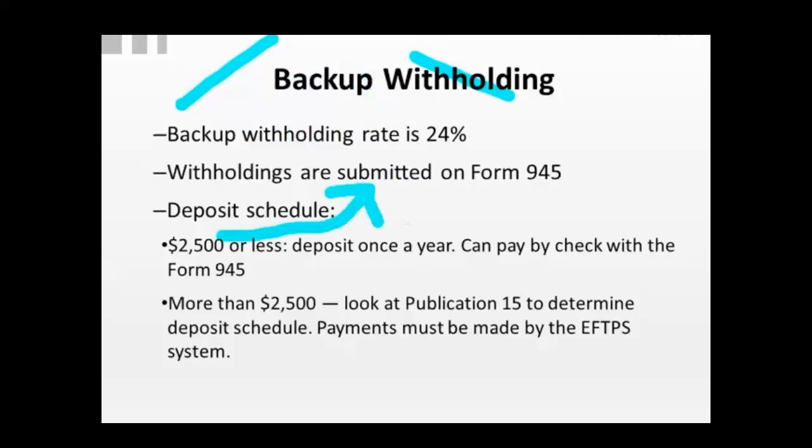If you go over $2,500, then you have to do deposits of your backup withholding periodically, and you must do it electronically using the EFTPS system. That's the same as with payroll withholdings for your employees. You have to look at Publication 15. I think it's either page 11 or section 11. I can't remember now, talking off the top of my head, but there's a deposit schedule in Publication 15, where depending on how much backup withholding you do, it'll tell you how often you have to submit those withholdings.